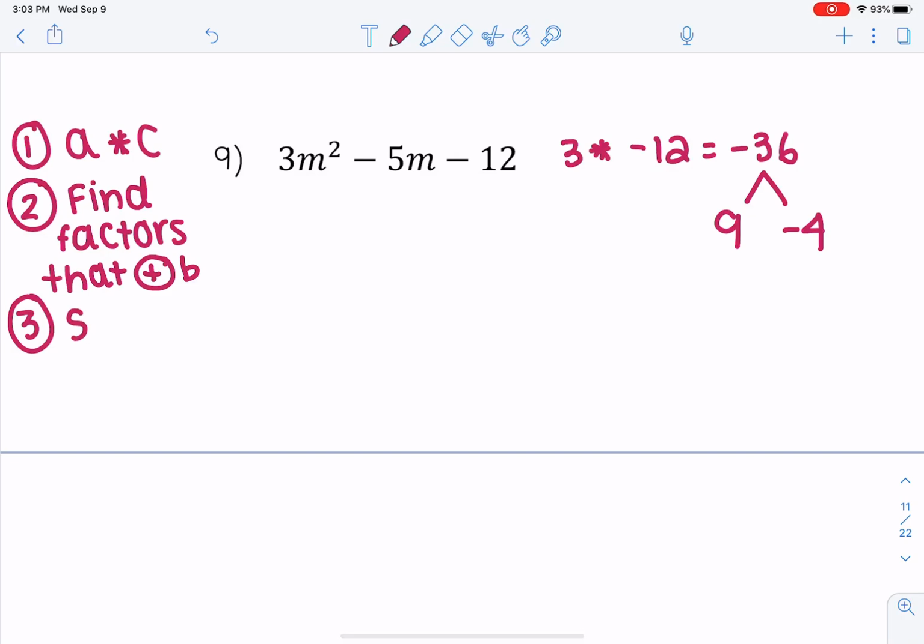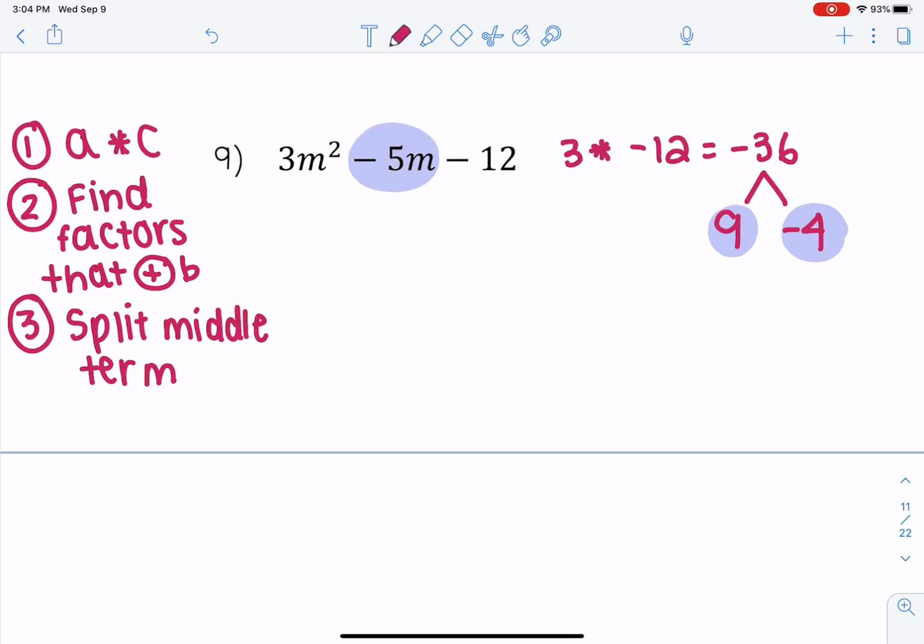Next up, we're going to split the middle term. So, using these two numbers, I'm going to rewrite this negative 5m using those two numbers. So 3m squared plus 9m minus 4m minus 12. You'll notice this 9m minus 4m, if I just combine like terms, I'd be back to where I started, which is exactly what I want.